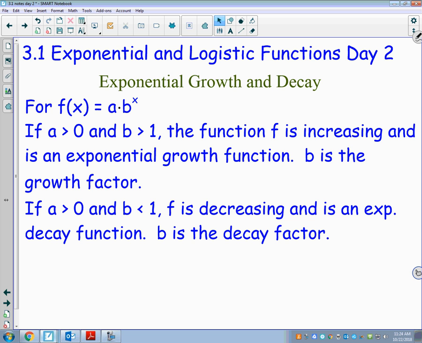And if a is greater than 0 and b is less than 1, then f is decreasing and is exponential decay. That's like what we talked about yesterday, whereas this is growth and this is decay. But there are other factors that come into that, like what if a is not greater than 0? That affects things, and so it's a little tricky sometimes to do this.